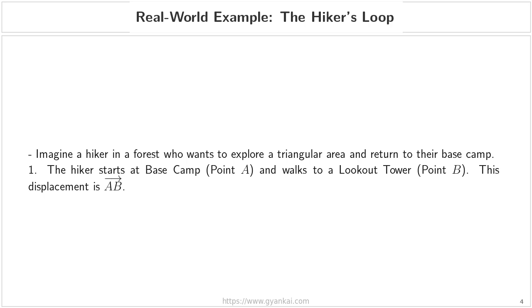First, the hiker starts their journey at base camp, which we will call point A, and walks to a lookout tower, which we'll label point B. In vector terms, this displacement is represented by the vector from A to B.